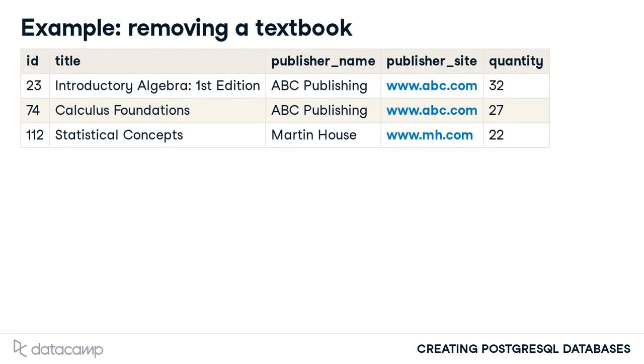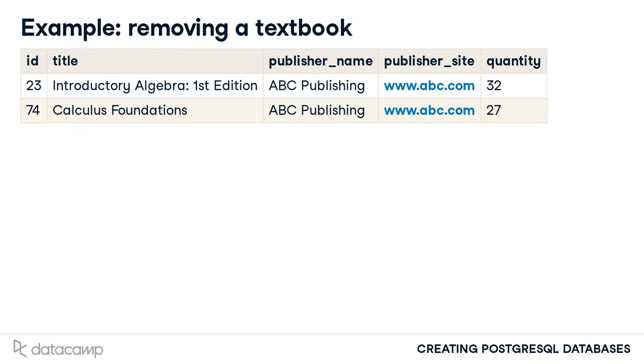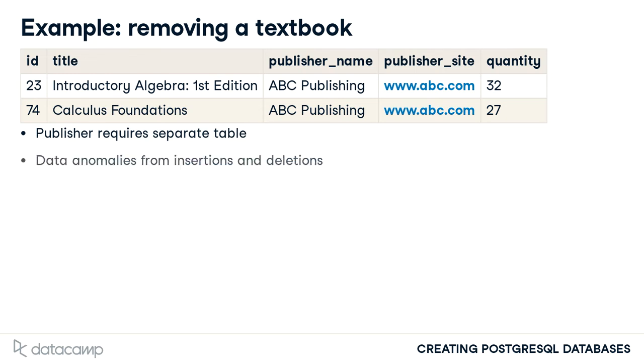Removing a textbook from this table also has the potential to cause data anomalies. The school's statistics teacher no longer wants to use Statistical Concepts published by Martin House. However, this is the only textbook in the table with Martin House as the publisher. If this textbook is removed from the table, so is any record of Martin House as a publisher, which is not the desired outcome. The fundamental problem is that publisher information should not be stored in the textbook table. Such a setup duplicates information. Coupling these objects causes anomalies in certain data insertion and deletion scenarios.